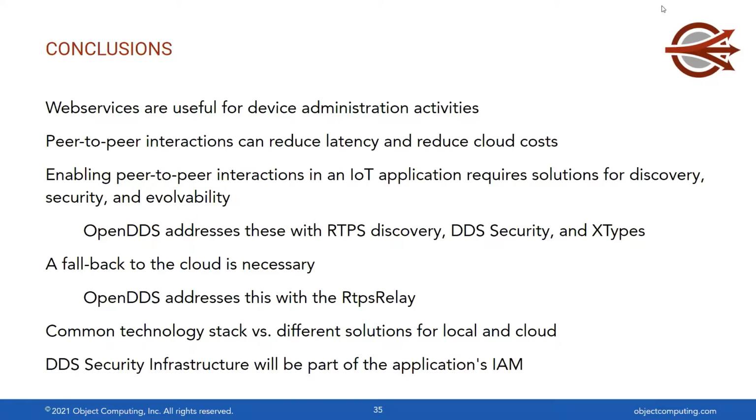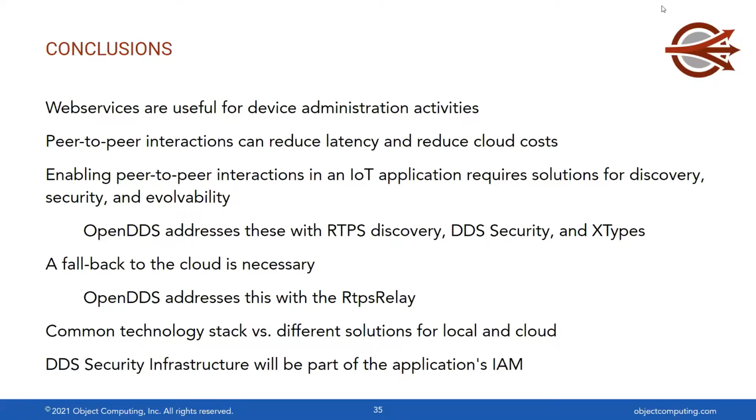Enabling your peer-to-peer interactions in an IoT application requires some solutions for discovery, security, and evolvability. And the corresponding OpenDDS features we use for those are RTPS Discovery, DDS Security, and XTypes. A fallback to the cloud is necessary in all systems if you want to provide that, connect from anywhere capability. And we address this with the RTPS Relay.